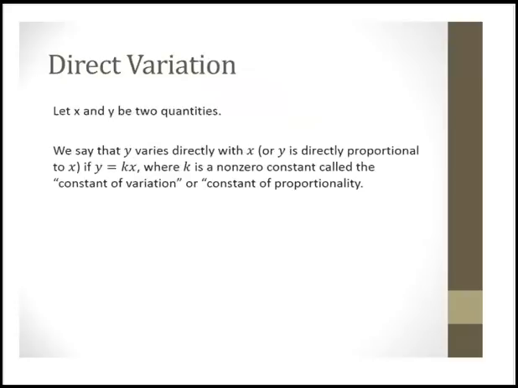All right, so let's formalize that a little bit. Let X and Y be two quantities. We say that Y varies directly with X. Another way to say that is Y is directly proportional to X, if Y equals K times X, where K is a non-zero constant called the constant of variation or constant of proportionality. So when you see this phrase, Y varies directly with X, or some other terms, you can immediately write Y equals Kx, and then work with it.